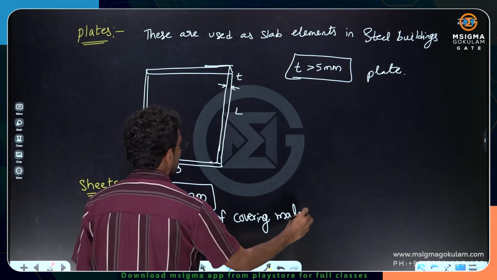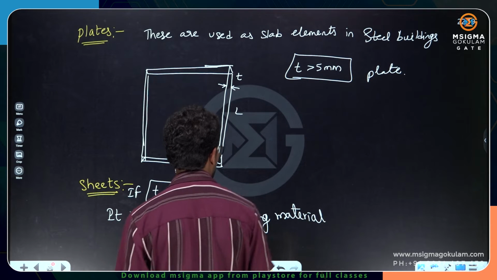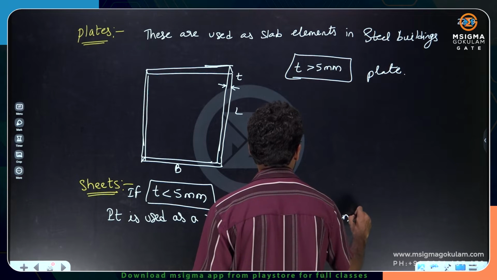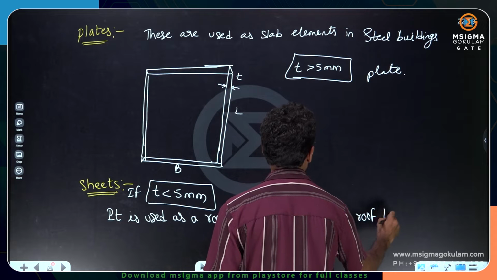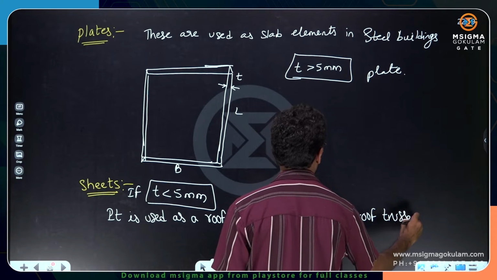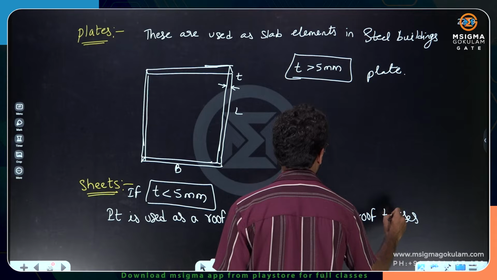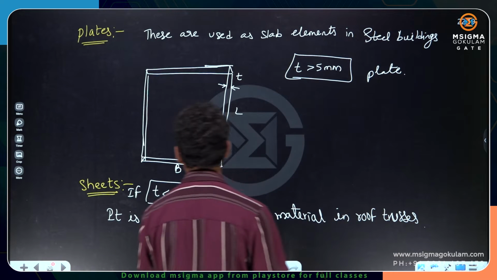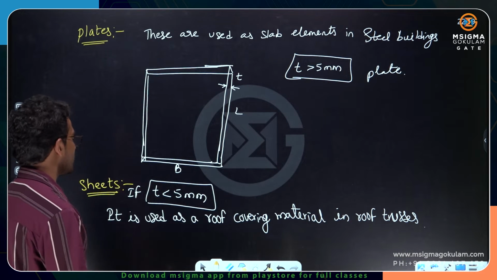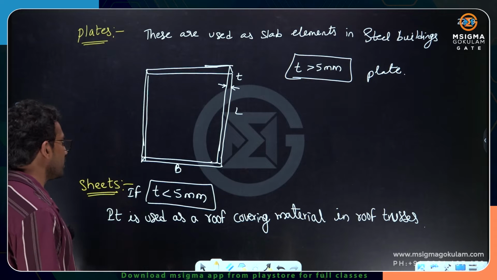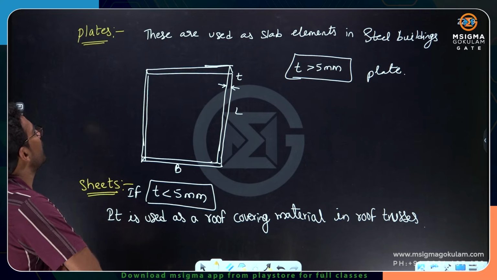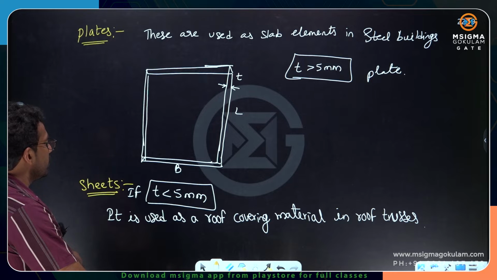It is used as a roof covering material in trusses, in roof truss buildings, and in roof trusses of industrial structures. We use sheet as a roof covering material. I hope you understand. And how to designate that?